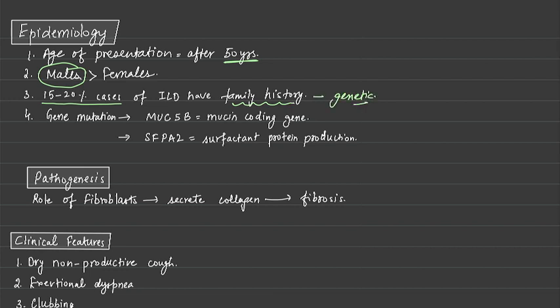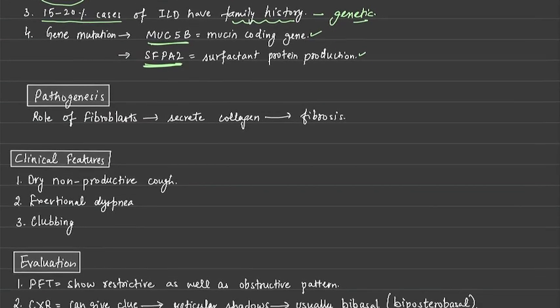So what are the genes that cause ILD? There are two genes which are most commonly involved. One is MUC5B, which is a mucin coding gene, and the second is SFTPA2, a surfactant protein gene, which produces surfactant. Right. What is the pathogenesis?